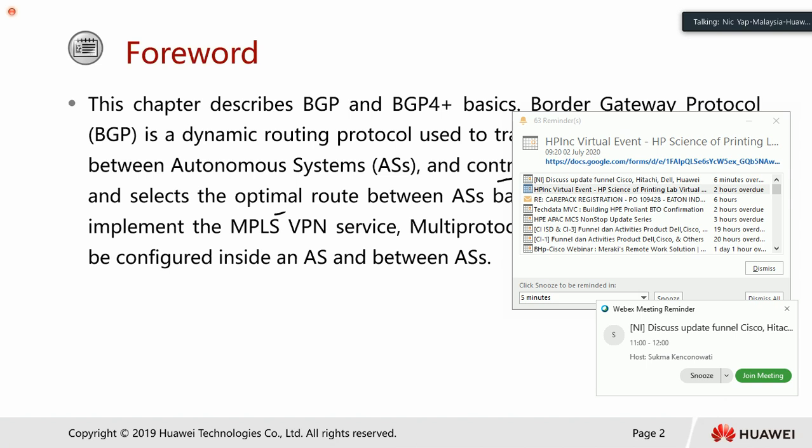So that is BGP and BGP 4 plus. And to implement MPLS VPN, we need to have MP BGP. It needs to be configured inside the AS and between the ASs. So that is what is required when we talk about MP BGP. When we want to go for VPN services, we need to use the multiprotocol BGP protocol.